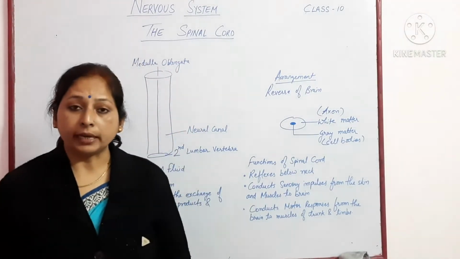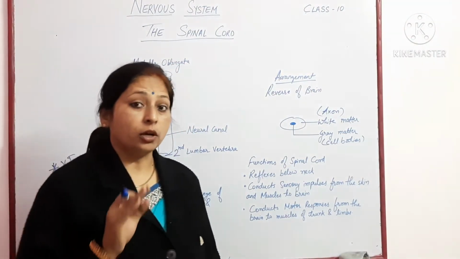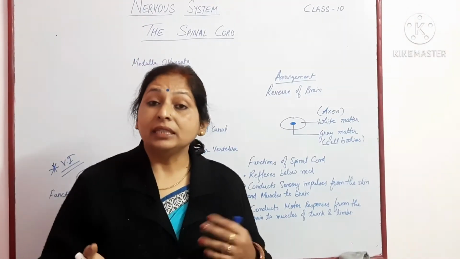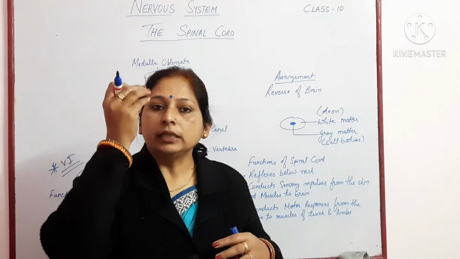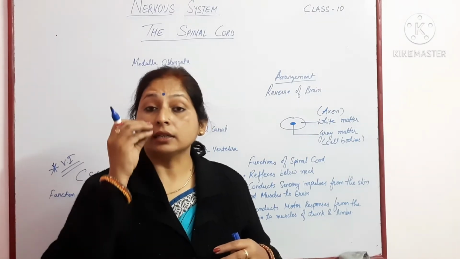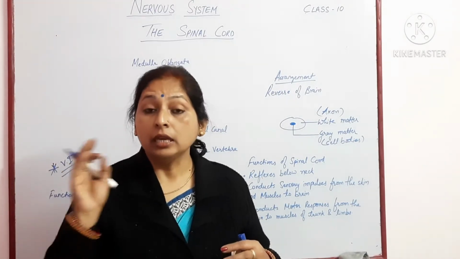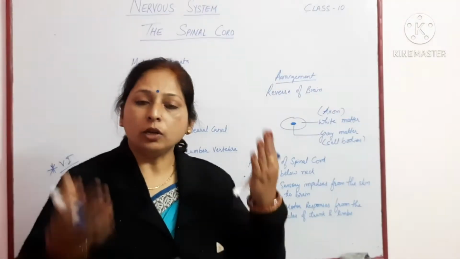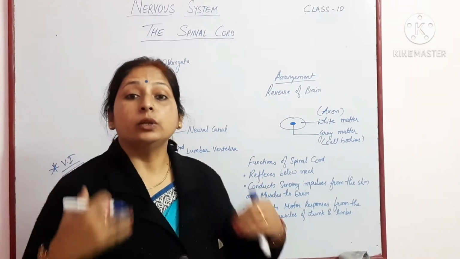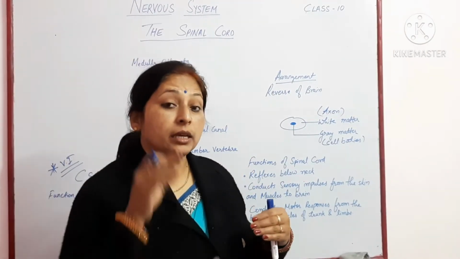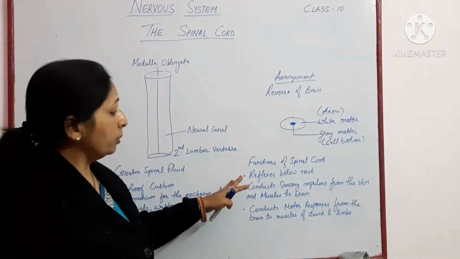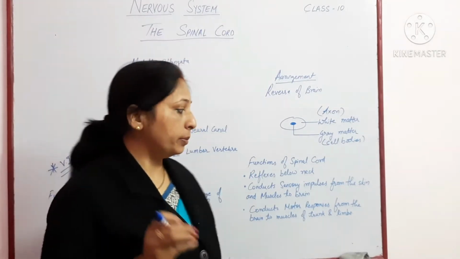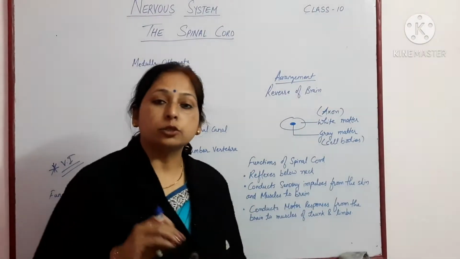Then the function of the spinal cord. Most of the work is done by the brain. But the messages, these messages or the reflexes, are conveyed to the lower part of the body via the spinal cord. All the functions and reflexes below the neck are controlled by the spinal cord. It conducts sensory impulses from the skin and muscles to the brain.